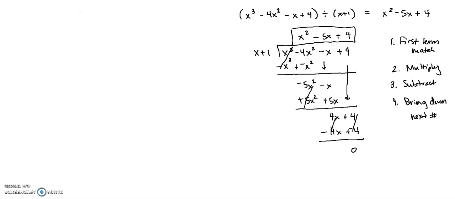All right, let's say that we've got x cubed minus 8 divided by x minus 3. So we're going to have x minus 3 going into x cubed minus 8. Now, we've got a lot of terms missing here. We're missing the x squared term and the x term.